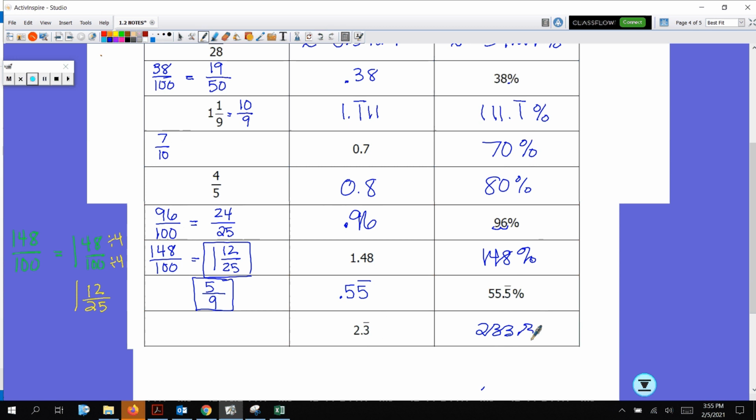233.3 repeating percent. I almost missed it. All right, so that is 2 3/10.